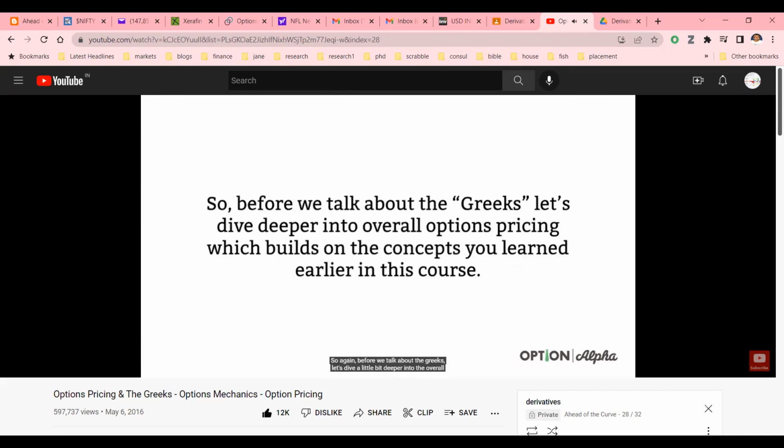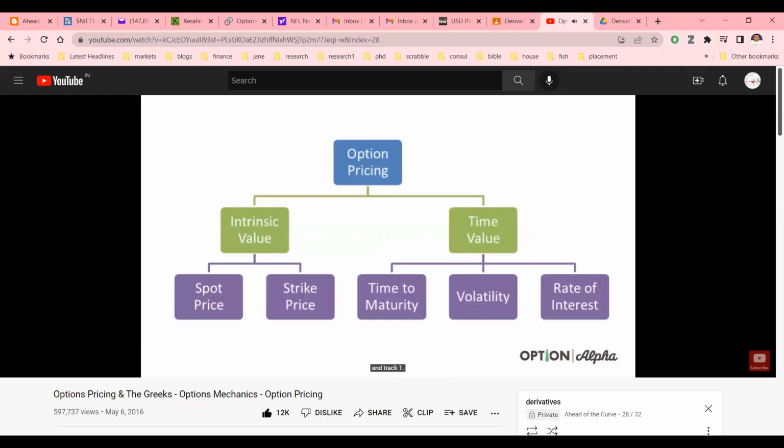So again, before we talk about the Greeks, let's dive a little bit deeper into overall options pricing, which builds on the concept you've already learned earlier in this course and track 1. All right, so here's the deal. The way that I always think about it, and this is what we created here for you guys, is that the price of an option is basically broken down into a couple different categories, and then we'll get a little bit further and deeper into the Greeks.